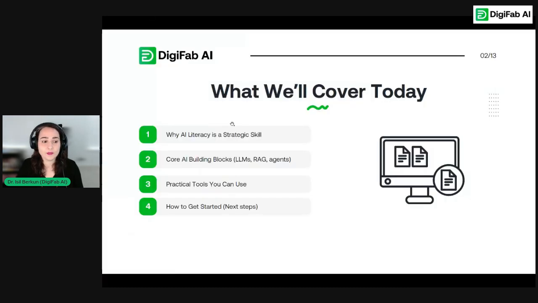So let's see what we will cover today. We will be covering AI literacy for professionals for modern AI. Why AI literacy is a strategic skill today, we will cover that. And we will cover core AI building blocks, such as LLMs, RAG, and agents. Then we will move on to practical tools that you can use today after this session. And then we will look into how to get started with the next steps.